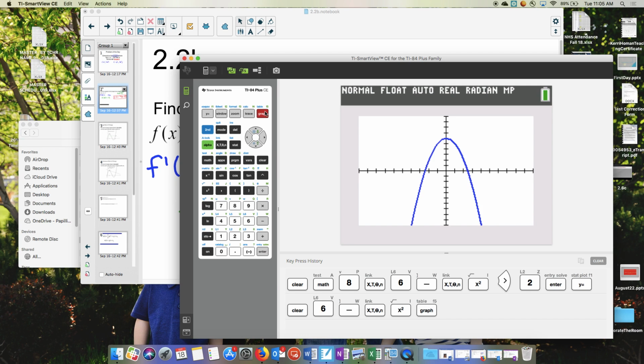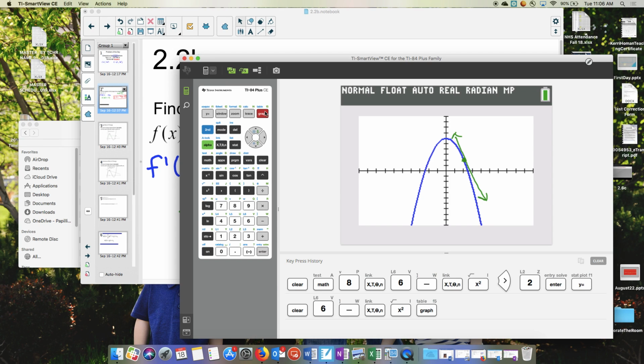Those of you who are in stats, Zoom 6 gets you back to the 10 by 10 window. Zoom 6 gets you back to normal. The 6 minus x squared, our function. Okay, so here we are at x equals 2. We found the equation of this tangent line right there.